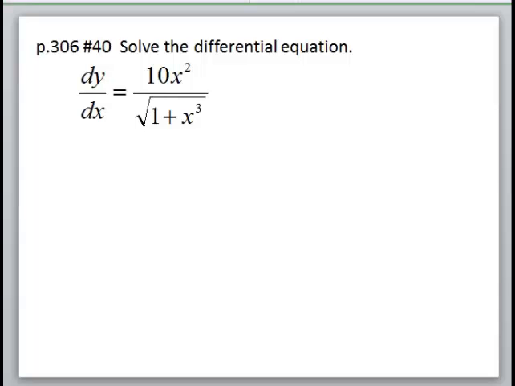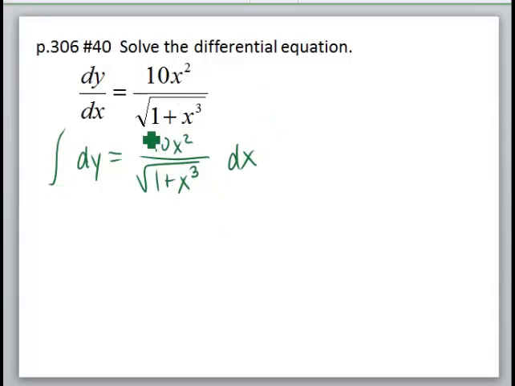Now, this says solve the differential equation. What that is actually saying is that we really have this dy equals 10x squared over the square root of 1 plus x cubed. And then we'll write our dx over here. What we're really doing is we're integrating both sides when we're solving the differential equation. Well, the integral of dy with respect to y would be y equals, and now we're going to integrate this right-hand side. The right-hand side is not easily integrated, so we're going to have to make a u statement.